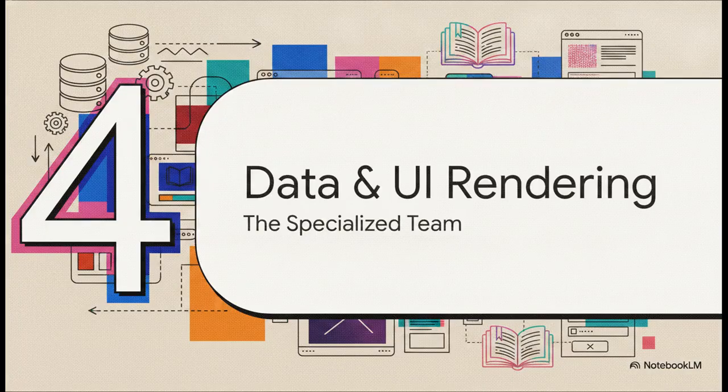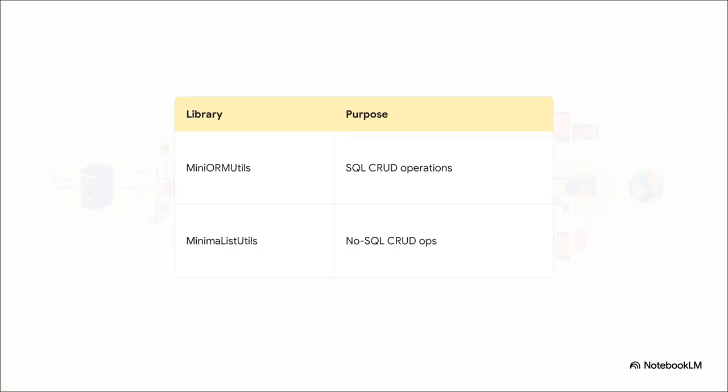Which brings us to Section 4, Data and UI Render Libraries. Basically, the specialized team. Now, what's really interesting about this is the flexibility you get for data storage. If your app requires traditional relational databases, you just plug in MiniORMUtils for seamless CRUD operations on SQLite, MySQL, and MariaDB. But let's say you want to skip the overhead of SQL entirely for a more lightweight project. You can just swap it out for minimalist utils. It's this brilliant, database-free approach that provides full CRUD functionality using simple in-memory lists backed by a local key-value store.